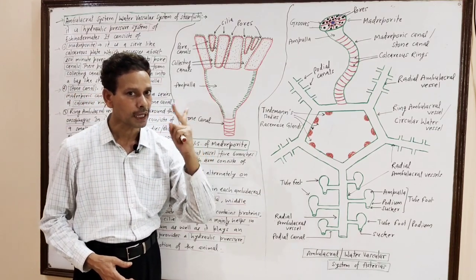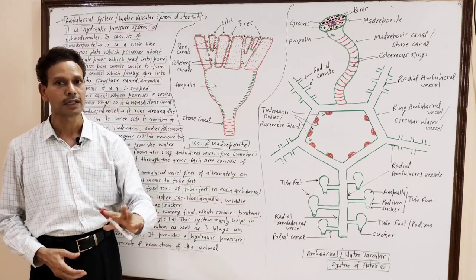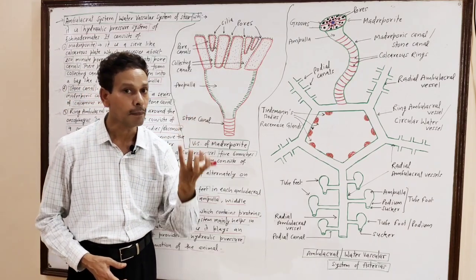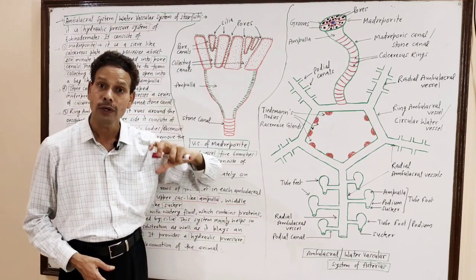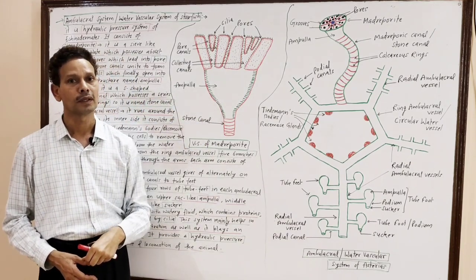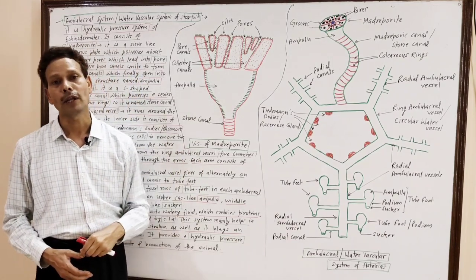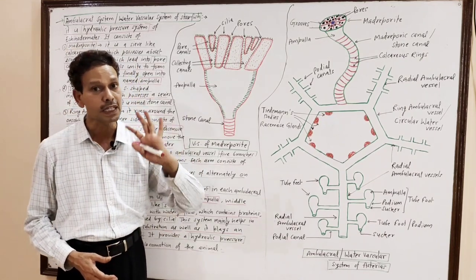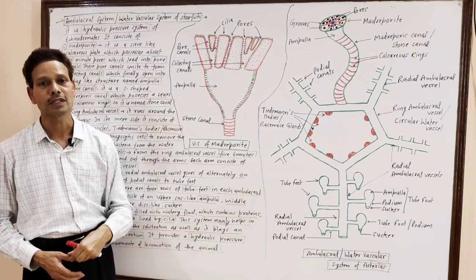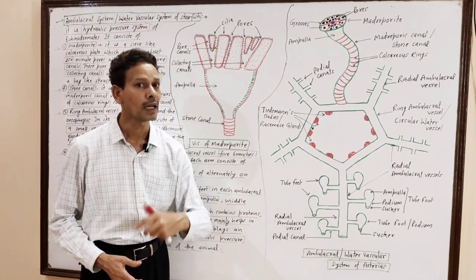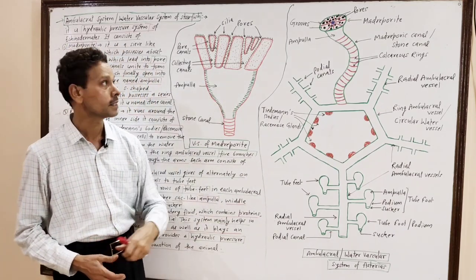Dear students, note down. Today we will discuss another important topic for BSc first year, second year students. Final exam topic, that is ambulacral system, water vascular system or hydraulic pressure system. This is a characteristic feature of phylum Echinodermata. In case of sea star, starfish, Asterias, this water vascular system, this ambulacral system, consists of the following parts.